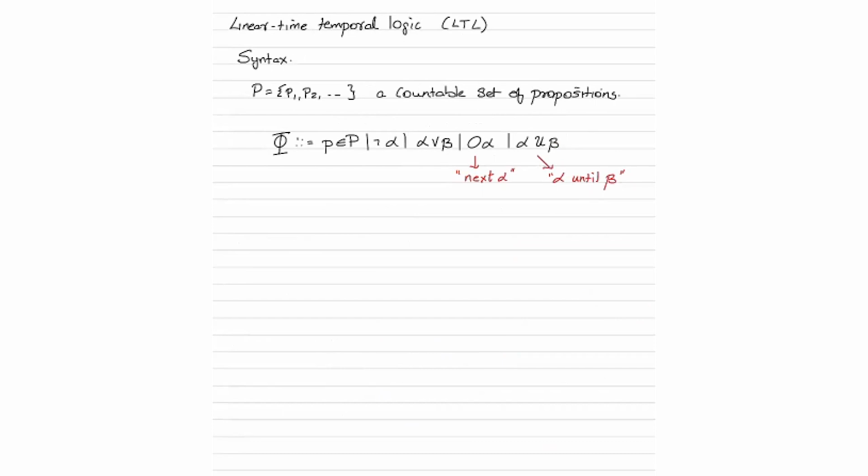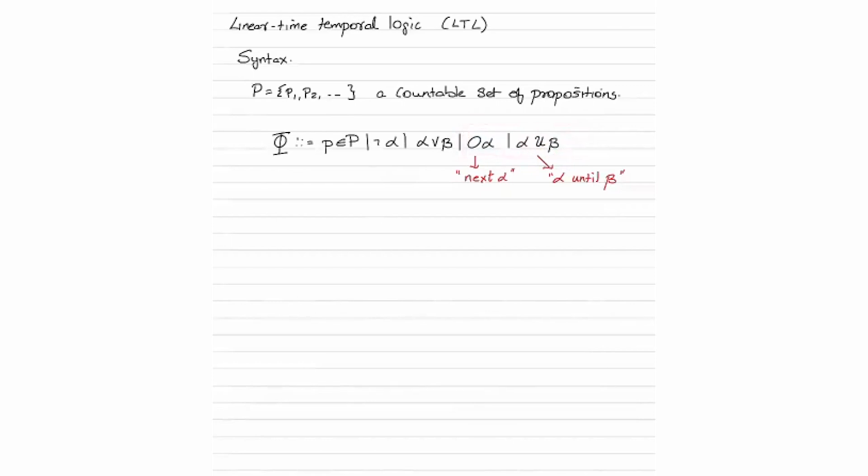You have a bunch of propositions, just as in the case of propositional logic. It's a countable set of propositions, and then the syntax is, well, propositions are well-formed formulas. You have the Boolean connectives, negation and disjunction, and these are the two new logical operators. There is an O alpha, which is read as next alpha. I'll tell you the interpretation in a minute. And this U here is typically read as until, so alpha until beta.